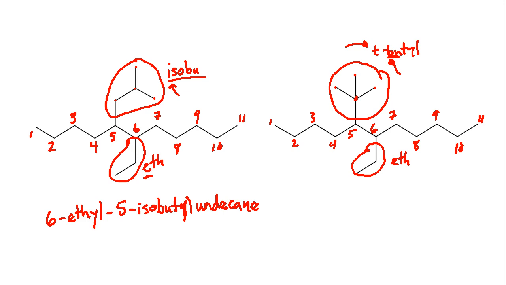So now in this case, it's going to be 5-t-butyl, 6-ethyl, and then I'm running out of space here, so I'm just going to write this underneath, but it would be all in one word, undecane.